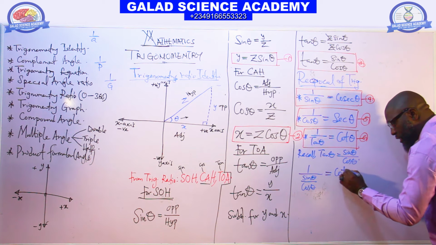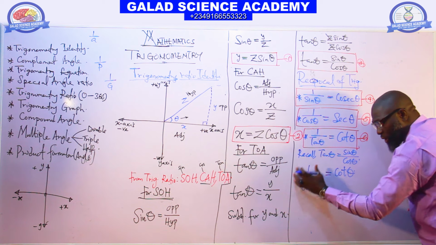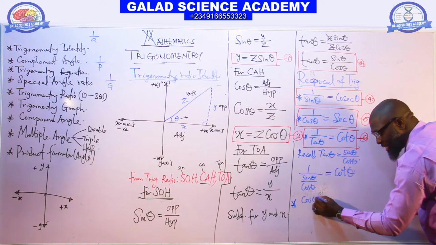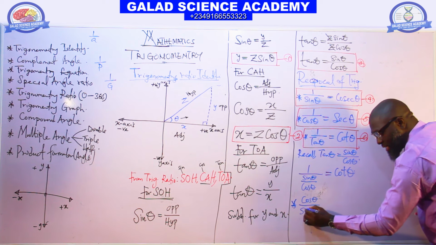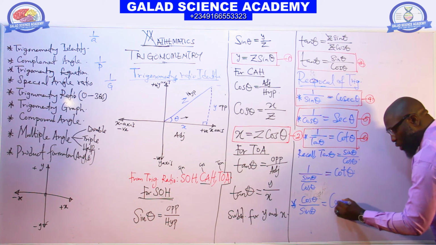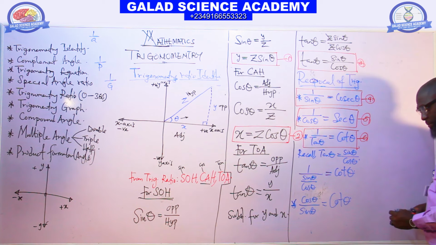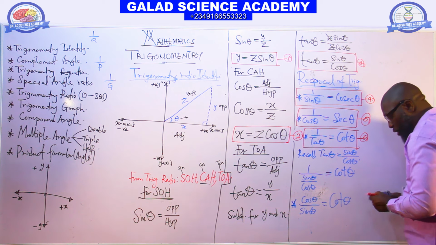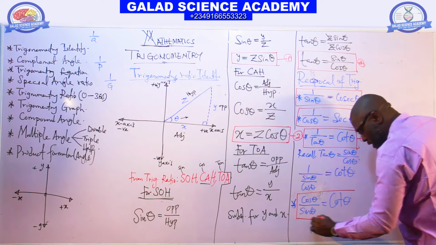Is cot theta. So if we change the word, this inverse, it will now give us cos theta over sine theta, which gives us cot theta. So this is also equation 7.